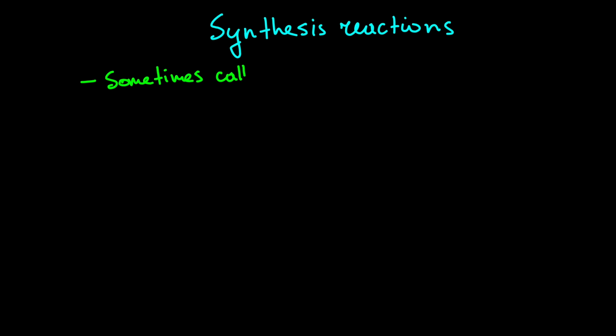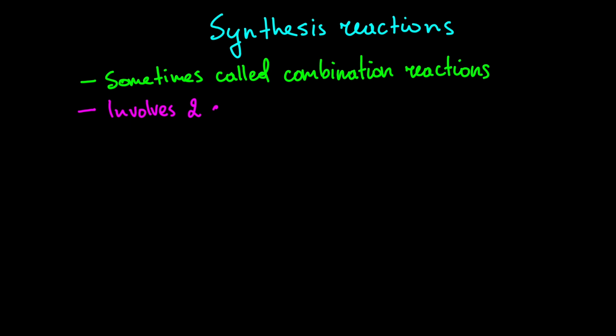This time we will discuss what synthesis reactions are and how to write them. Synthesis reactions are also sometimes called combination reactions and involve two compounds that form a larger compound. So in a sense, it is A plus B equals AB. Without further ado, let's look at a few examples.